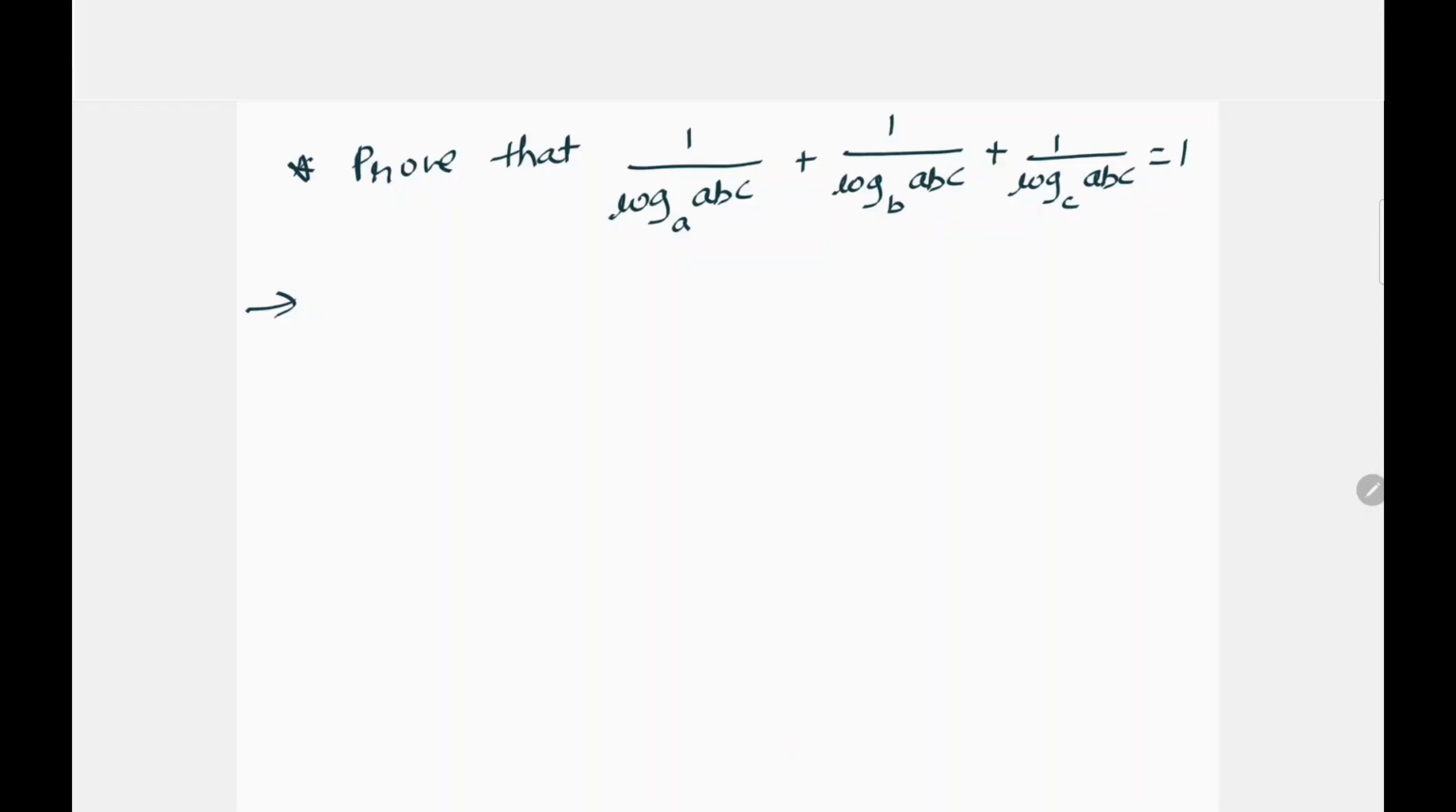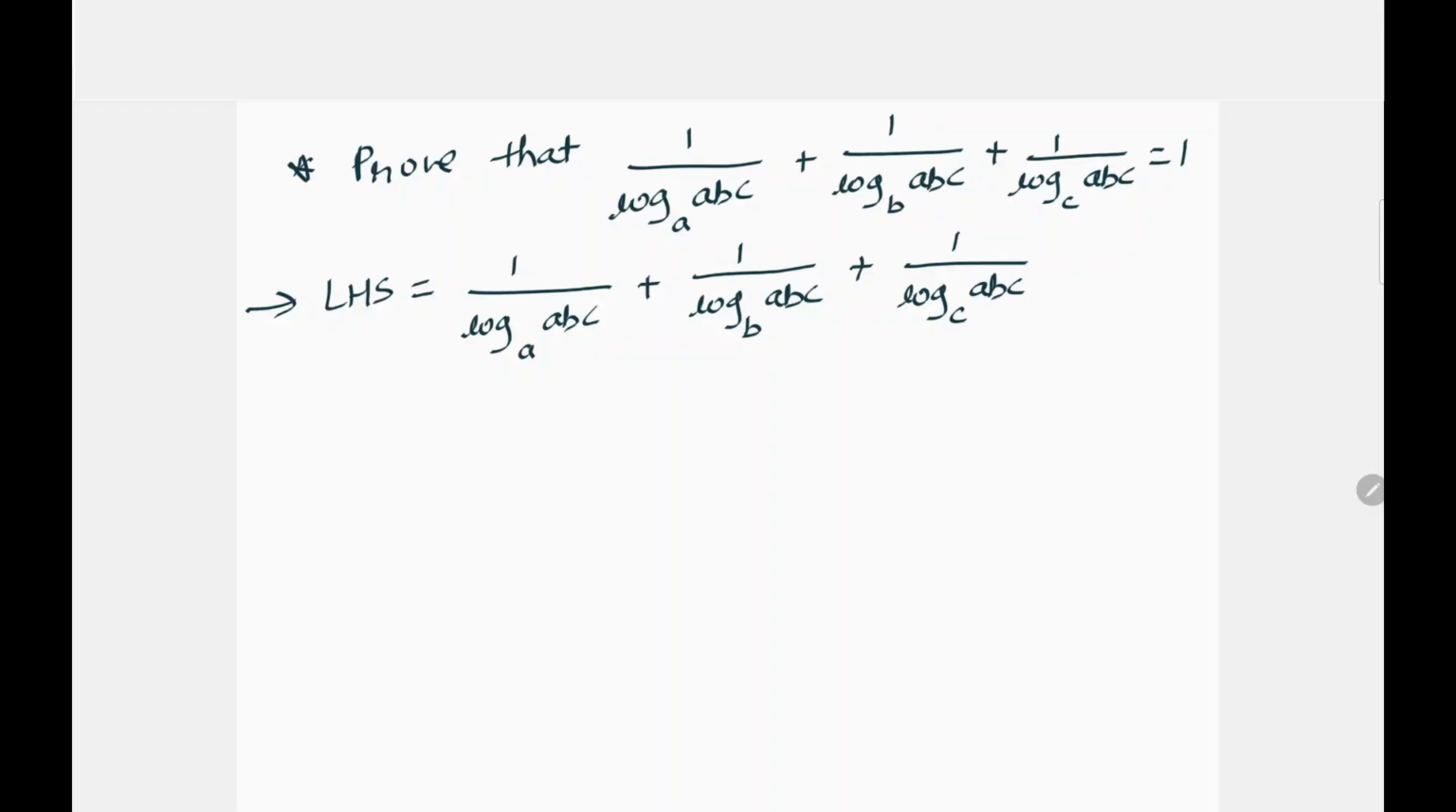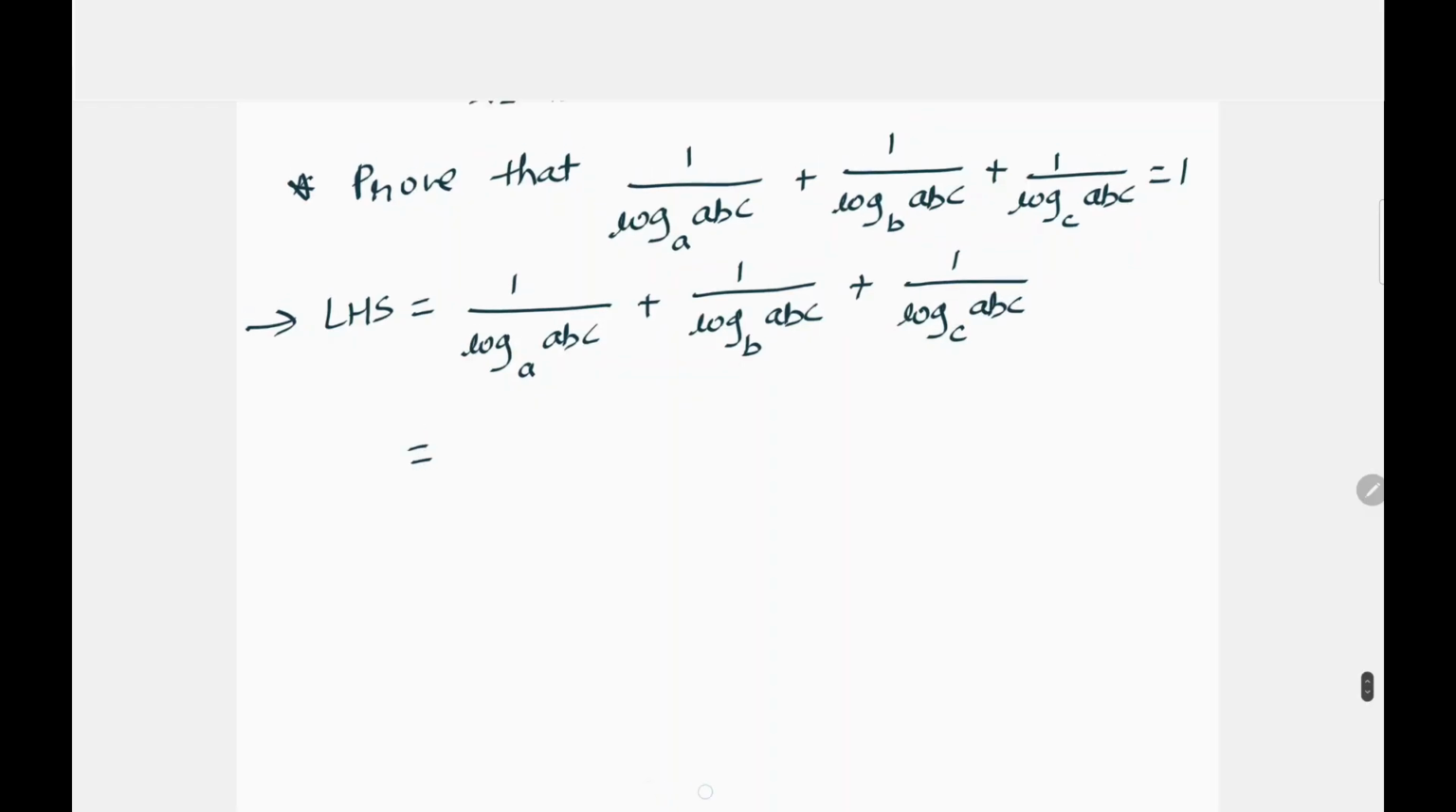This question is 2 or 3 marks. So consider LHS, that is 1 upon log ABC to the base A plus 1 upon log ABC to the base B plus 1 upon log ABC to the base C, which is equal to log A to the base ABC plus log B to the base ABC plus log C to the base ABC.